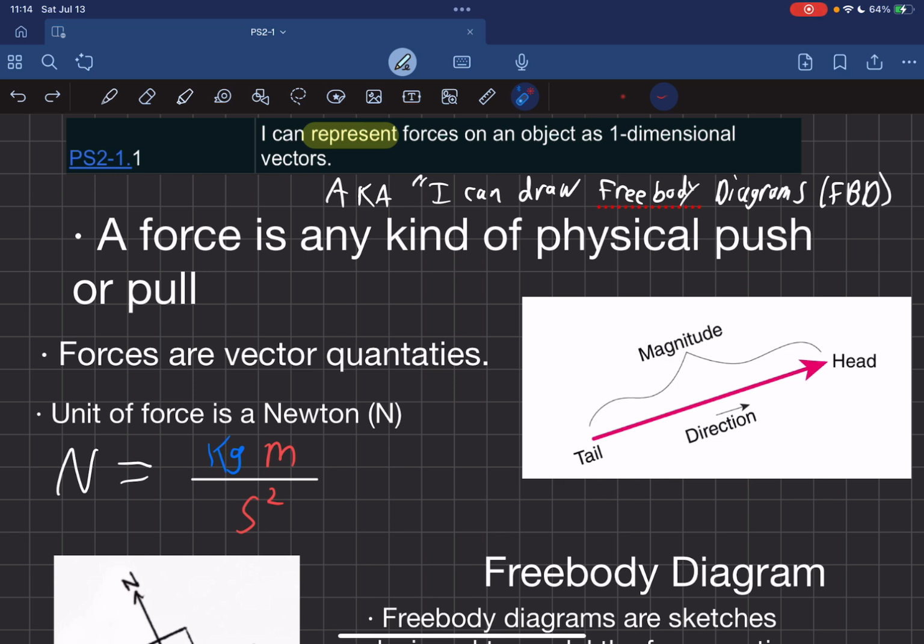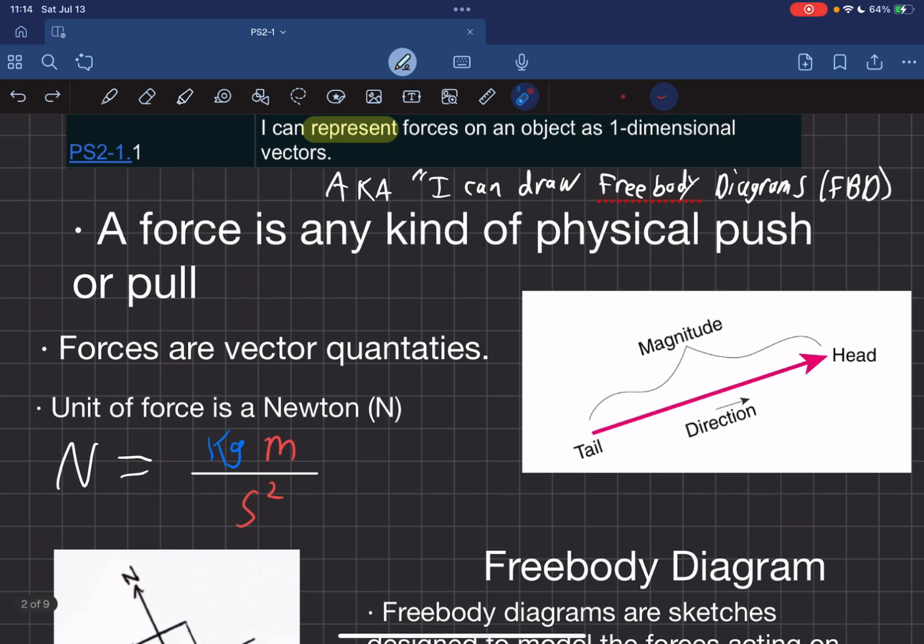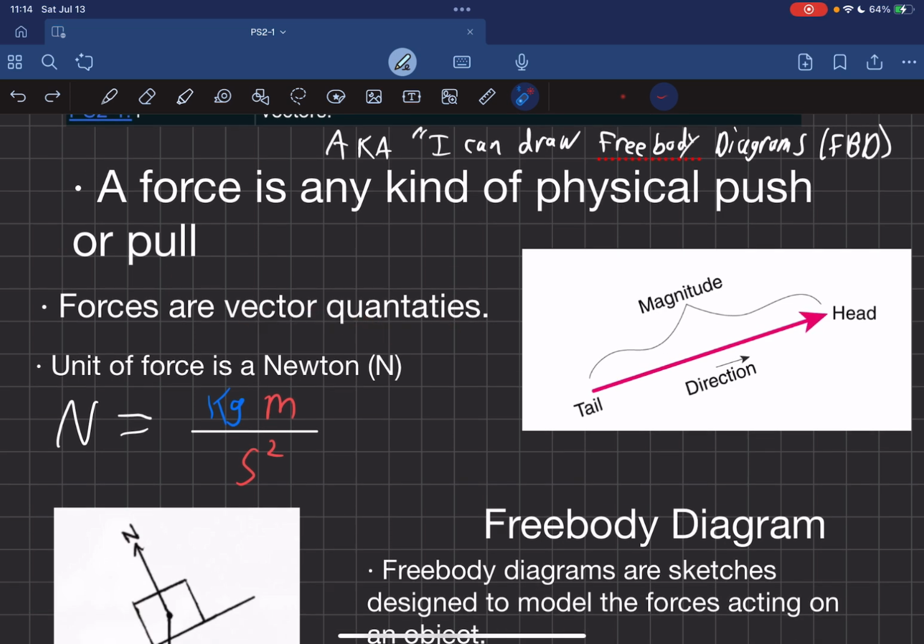And very simply, a force is just any kind of physical push or pull. It's just anything that pushes or pulls an object is a force. Forces are vector quantities. That means they have a direction and a magnitude. We've talked about this before. Velocity is a vector quantity. Acceleration is a vector quantity. Displacement is a vector quantity. All of these are vector quantities.